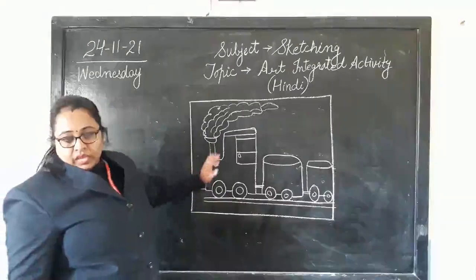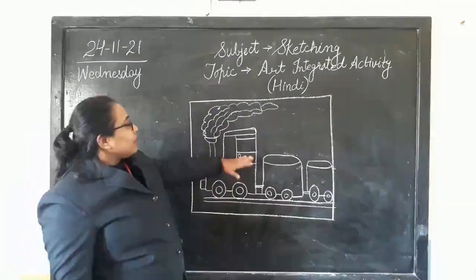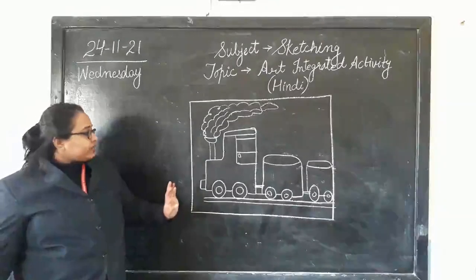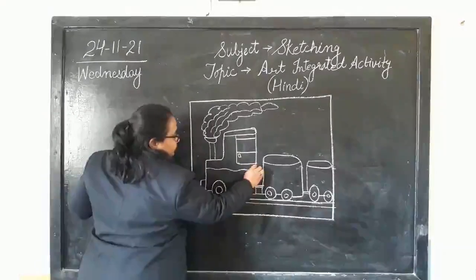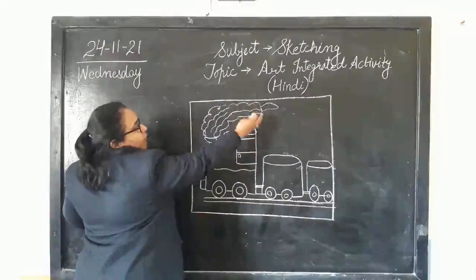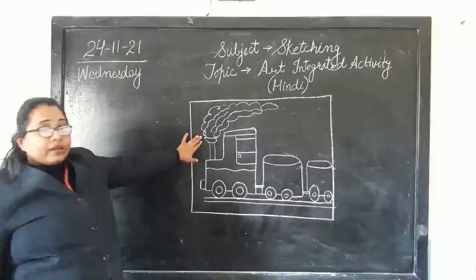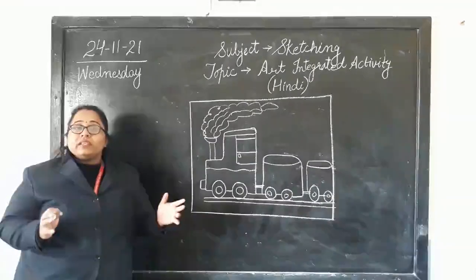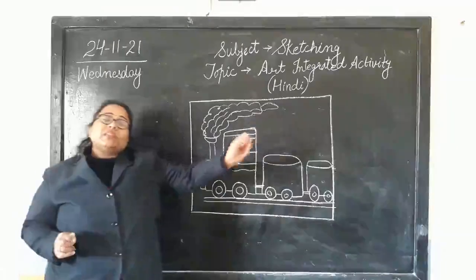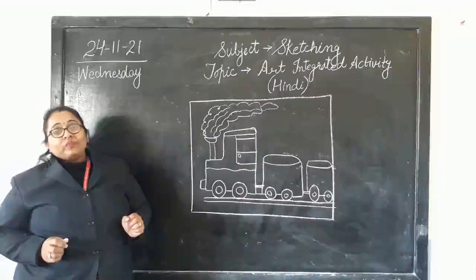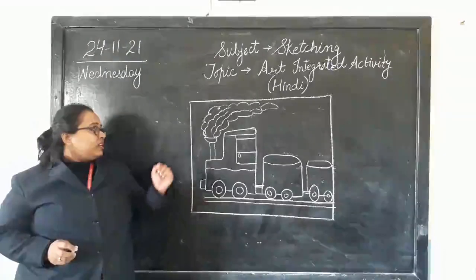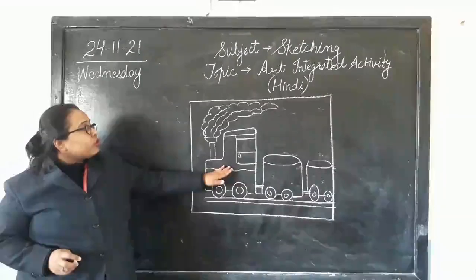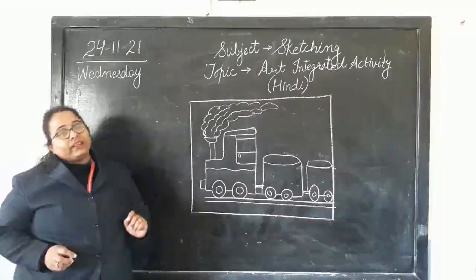Is that clear? Now see carefully, class. Whatever we have drawn, I have not done anything except drawing lines. So this is your engine. This engine is letting out smoke. What is coming out of it? Smoke is coming out. And the engine pulls along the bogies attached behind it. Isn't it? Yes or no? Yes. So now class, you have to draw your train like this today. And after drawing it, color it beautifully and neatly.